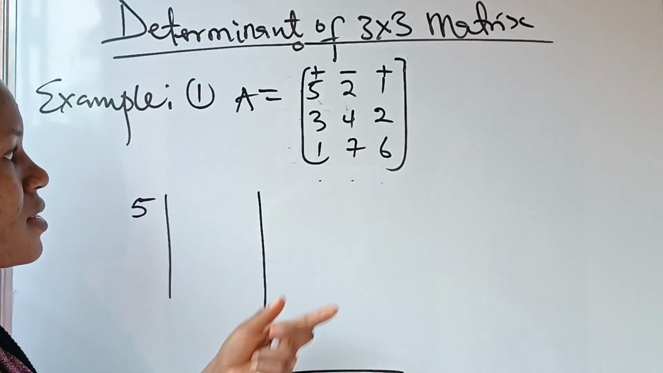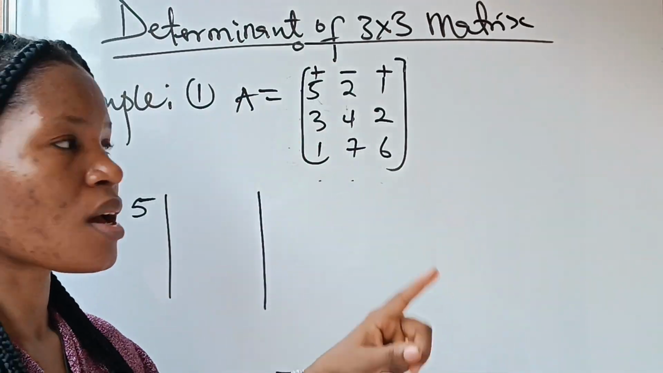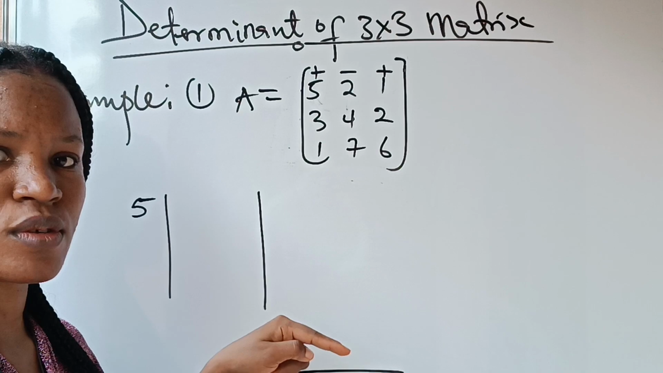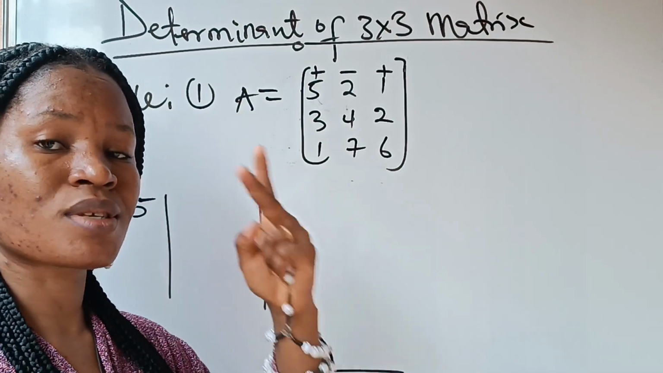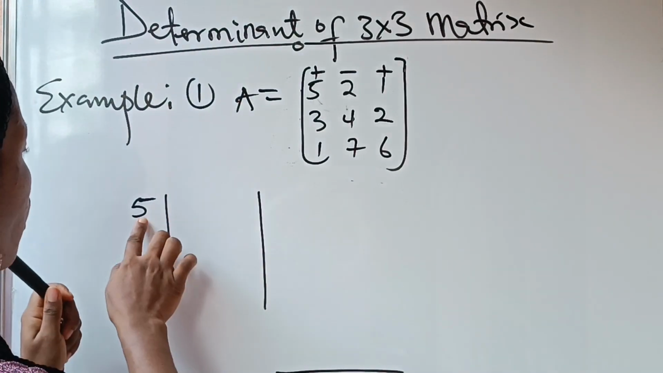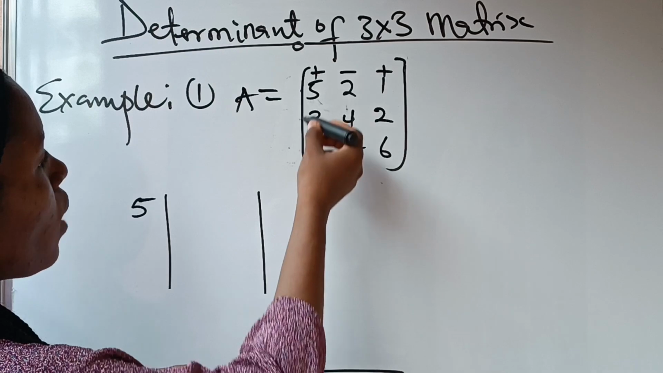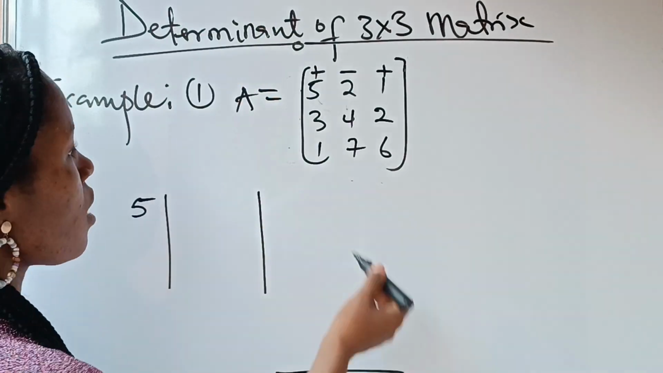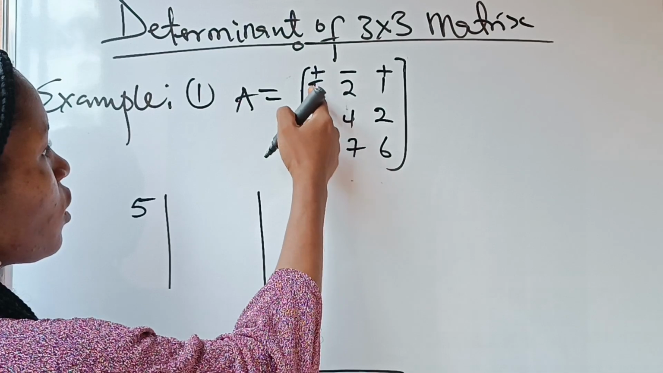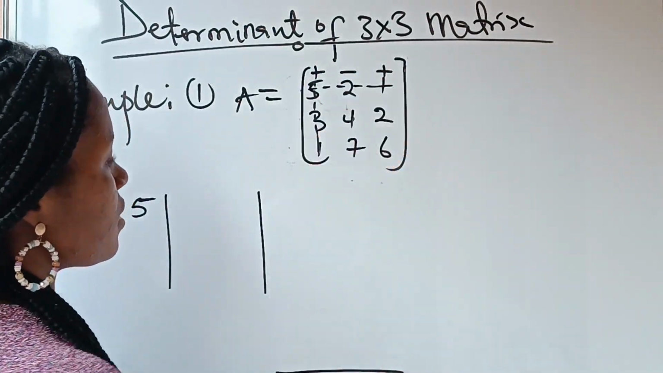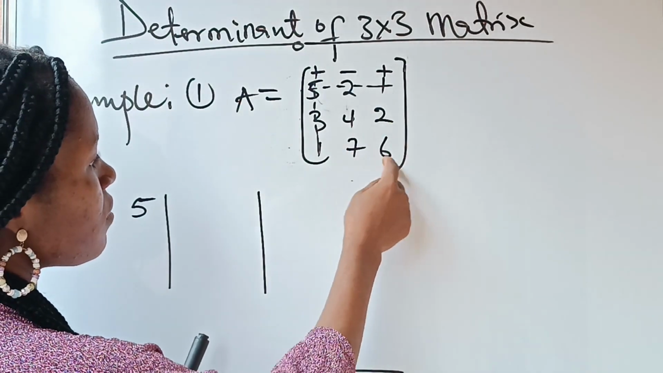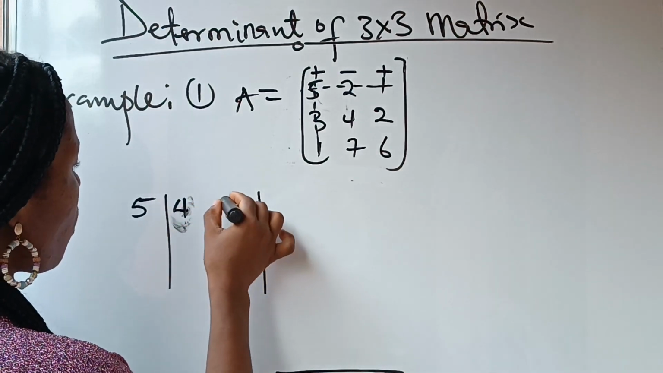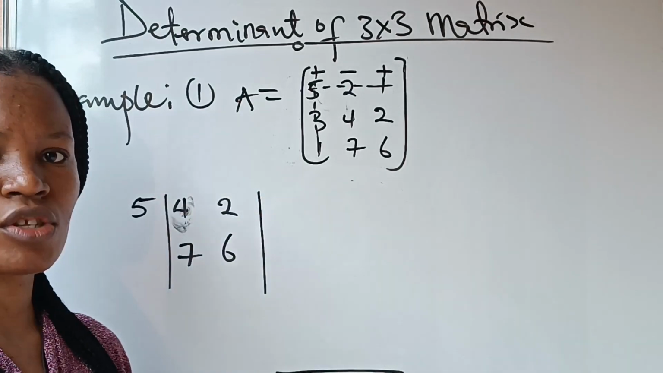I believe that by the time you watch this video, you must have watched the determinant of a 2 by 2 matrix. If you have not done that, please check my videos for how to get the determinant of a 2 by 2 matrix. So you write 5, then you cover everything concerning 5 vertically and horizontally. You notice that you are left with 4, 2, 7, 6 that you didn't touch, so we write 4, 2, 7, 6 here.